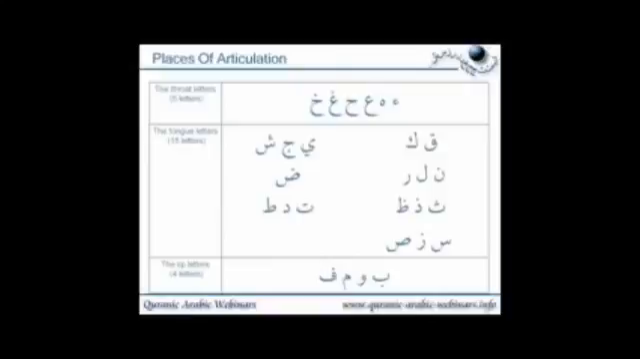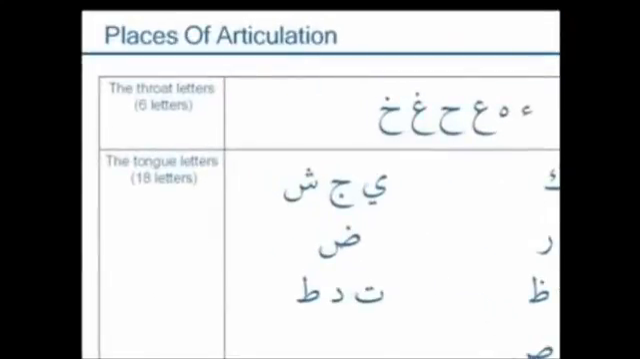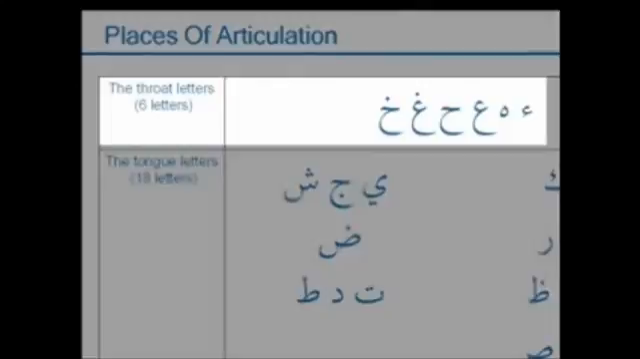So, places of articulation. This is a slide just showing the letters all grouped together according to where you pronounce them from in the 3 major parts of your mouth. You've got the throat letters, which are 6: hamza, the soft ha, the ain, the forceful ha, the ghain, and the kha.